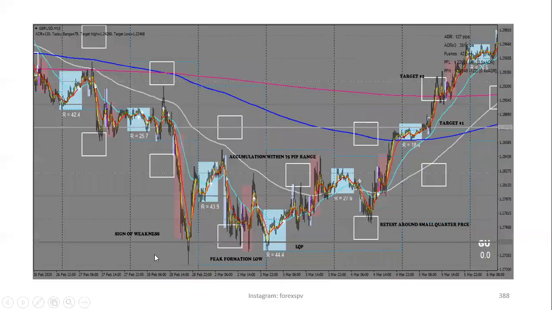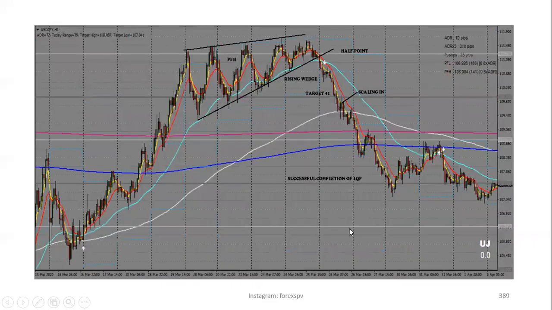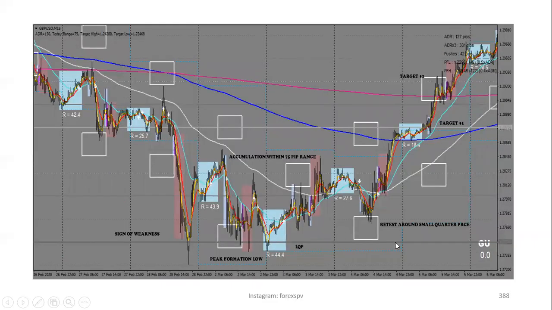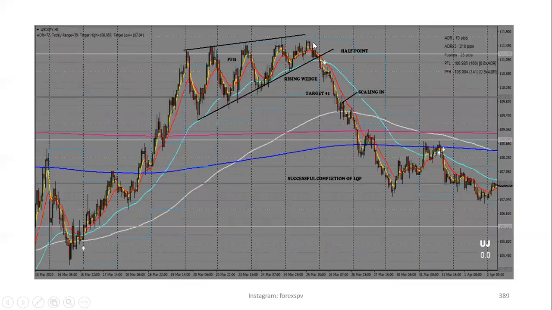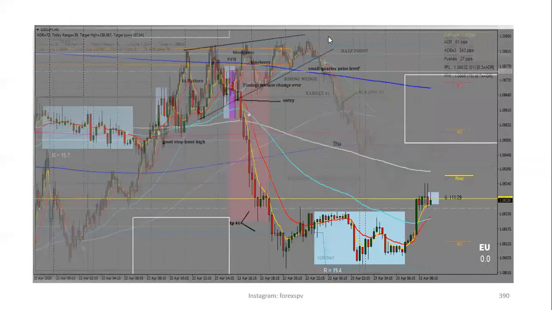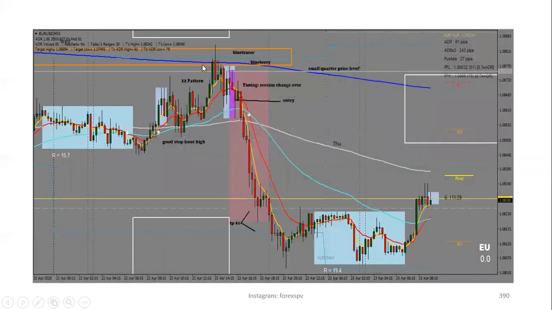So here we had a peak formation low around the large quarter point. This was GBP USD. So price formed this around the large quarter point. We had this peak formation high around the half point and the hesitation zone. We had this as a break and a retest, but price also did retest the blue tracer here. So this half point here added to the confluence. So you can see you can put your TP around this area.